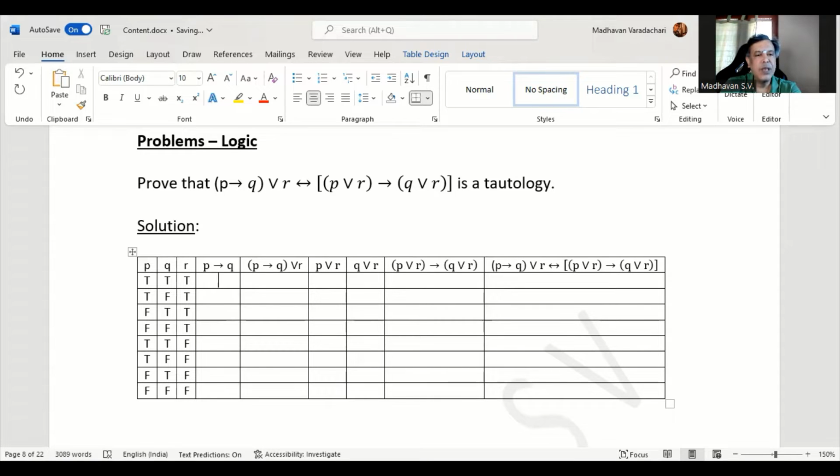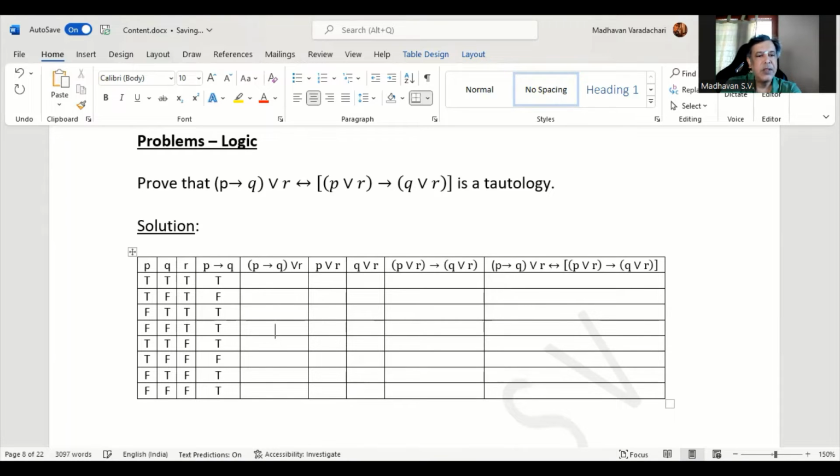Now, next one, P implies Q. That will be false only when the first statement is true and the second statement is false. In the rest of the cases, it will be true only. So here, first statement is true for P and second statement is false for Q. So that will be false. Here again, it will be false. Rest of the statements, you may notice that it is true, true, true, true, and true.